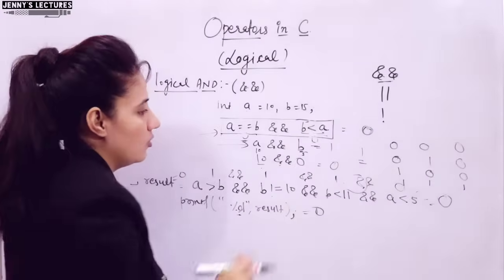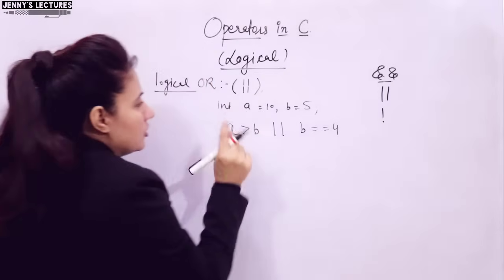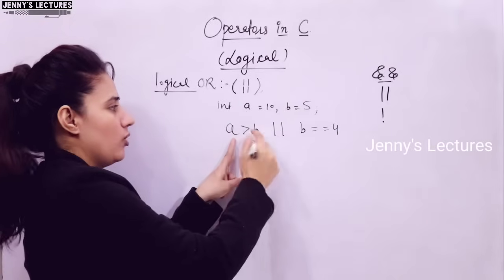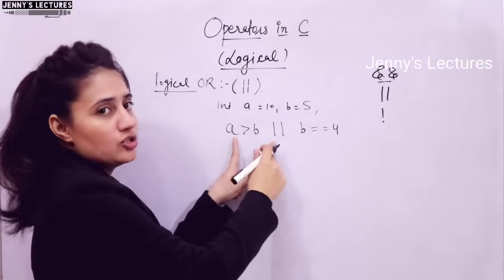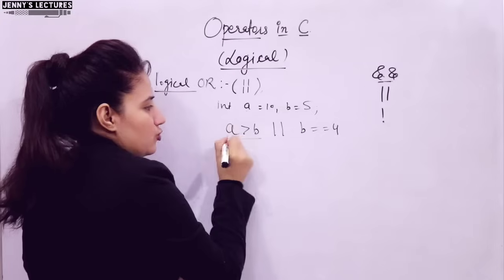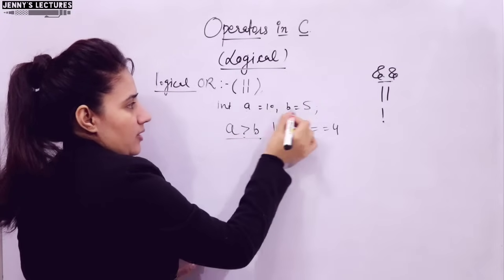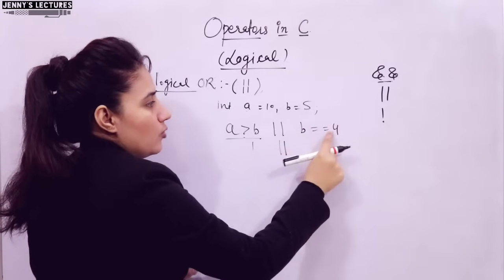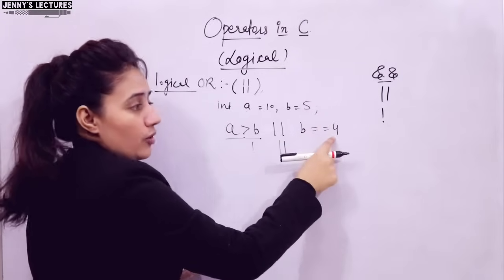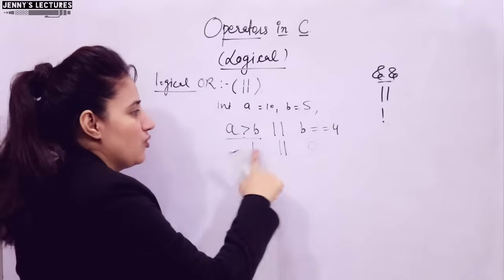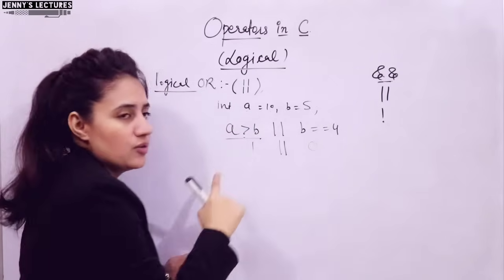Now what about the logical OR operator? This is the logical OR operator. Here, this is one operand, this is another operand, and this is the logical expression. Now what is the value of this one? A greater than B, 10 greater than 5, yes, true, so it will give you 1. Or B equal to 4. Is B equal to 4? No, this is false. So this is 1, this is 0, meaning this is true, this is false.